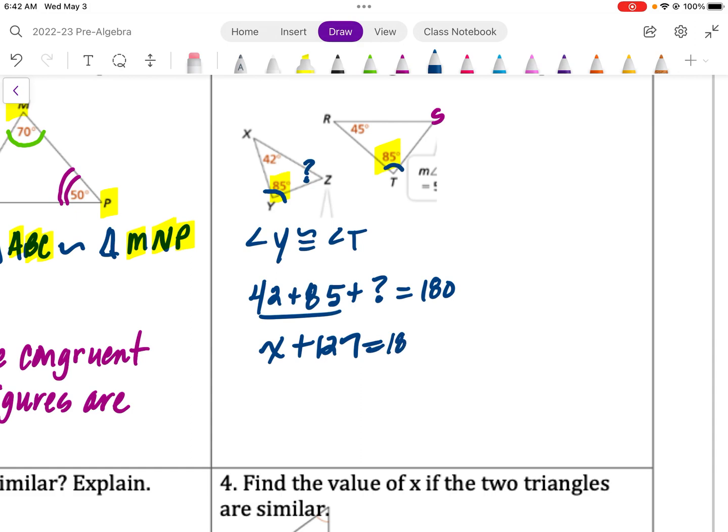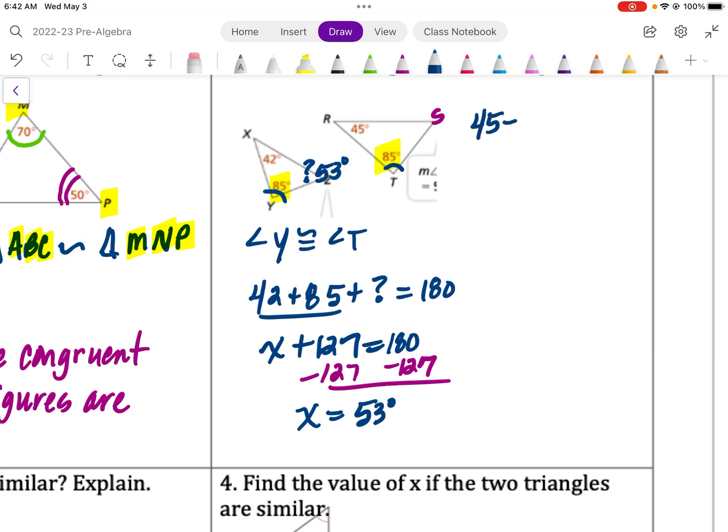And if I set that equal to 180, and then subtract 127 from both sides to find the missing angle measure, that means that the third angle in the first triangle has to be 53 degrees. Okay, so I know that they both have an 85-degree angle, but the first triangle has a 42-degree angle and a 53-degree angle.